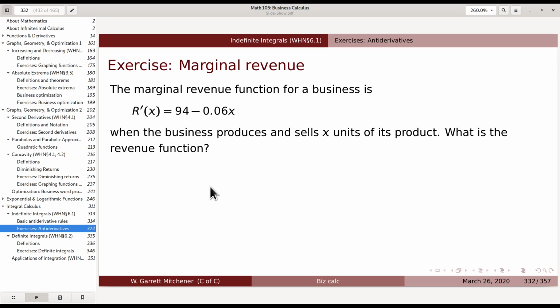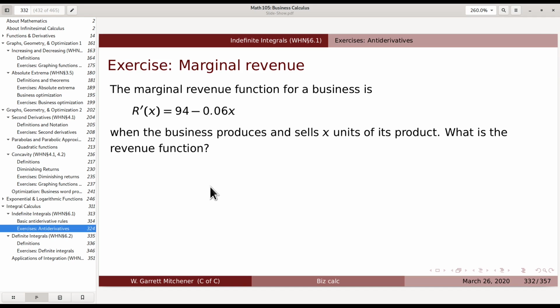In this video, I'm going to solve some word problems involving marginal analysis. The technique that we'll be using is the antiderivative because we're going to be dealing with problems where the marginal function is given and we have to recover the original function.